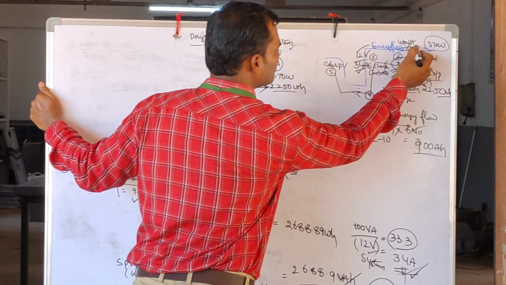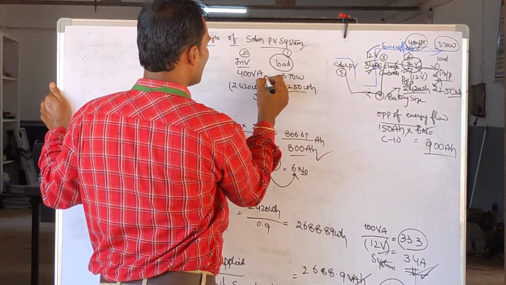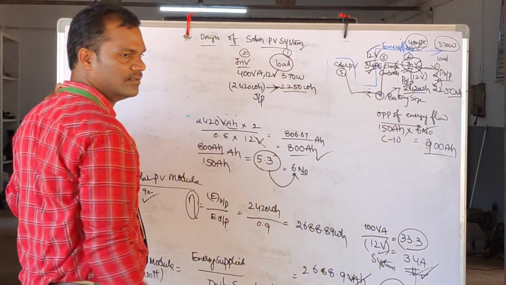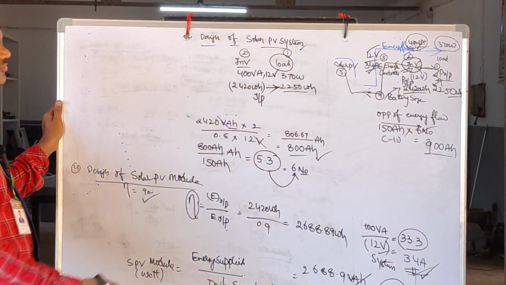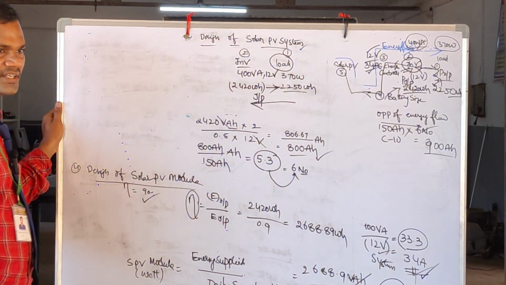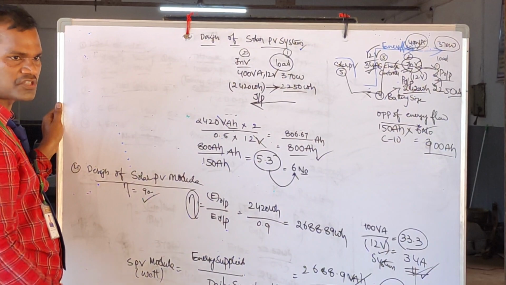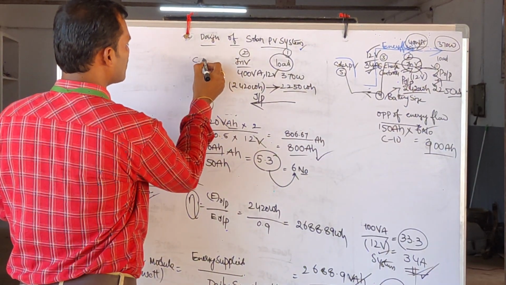And what is the power rating of the inverter I require? 400 VA rating. And what is the system voltage of this inverter? 12 volt system. So now we are coming in this fashion. From the load we calculated the inverter rating. Now what is the input to the inverter? Charge controller. Okay, so we have a charge controller.